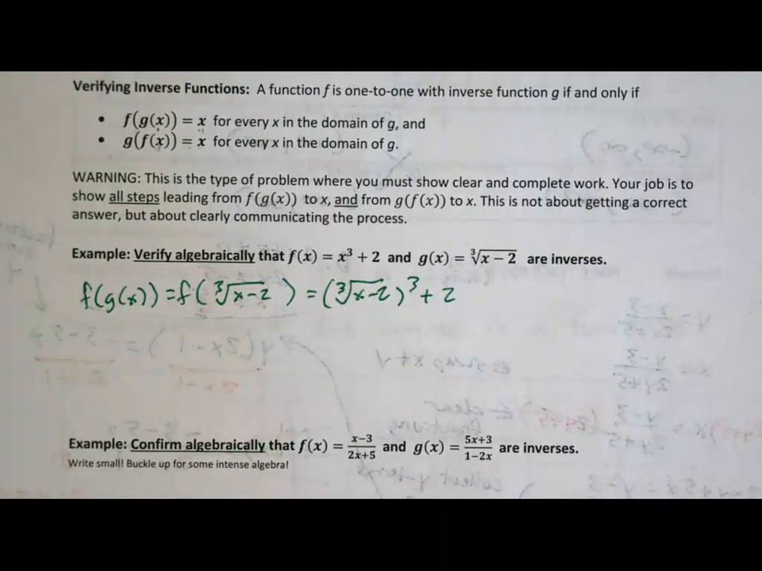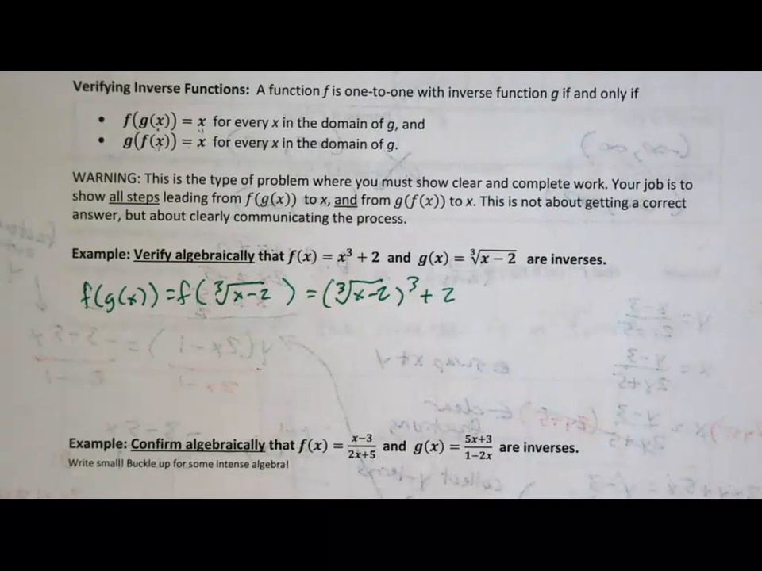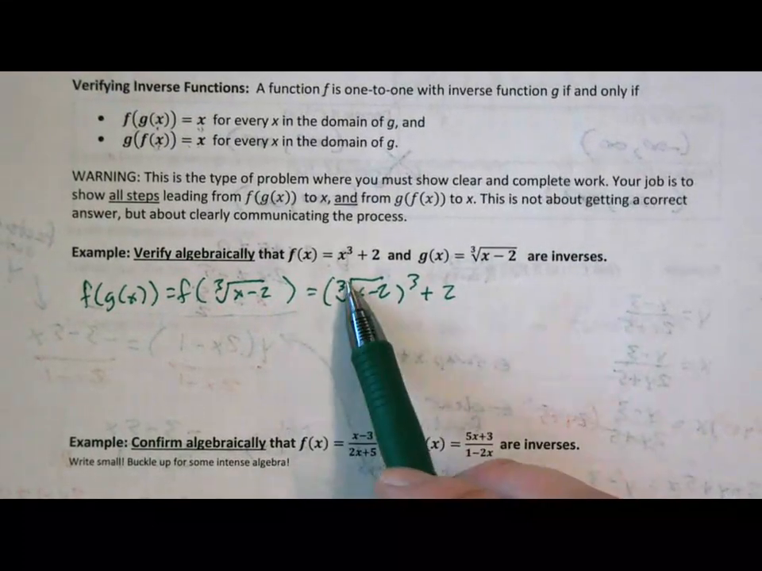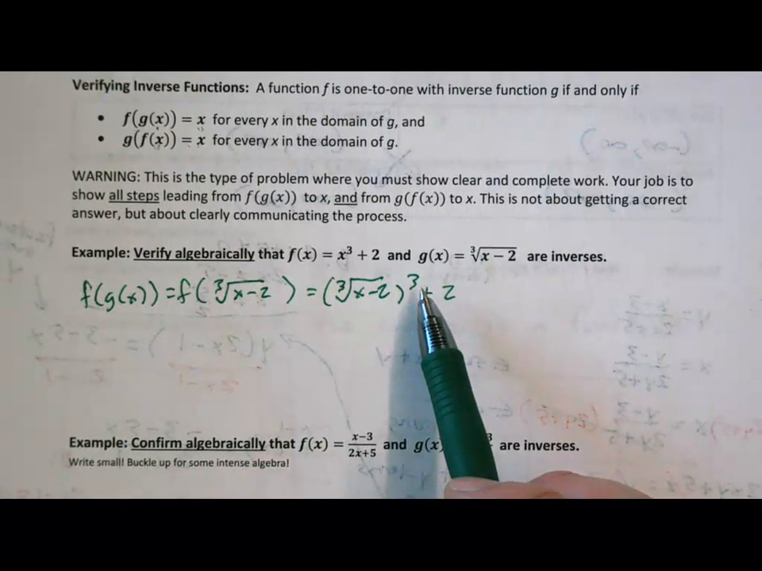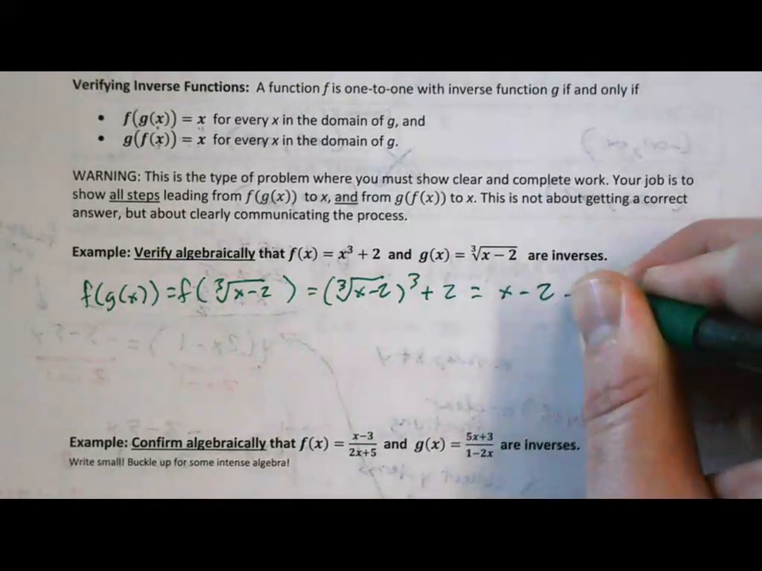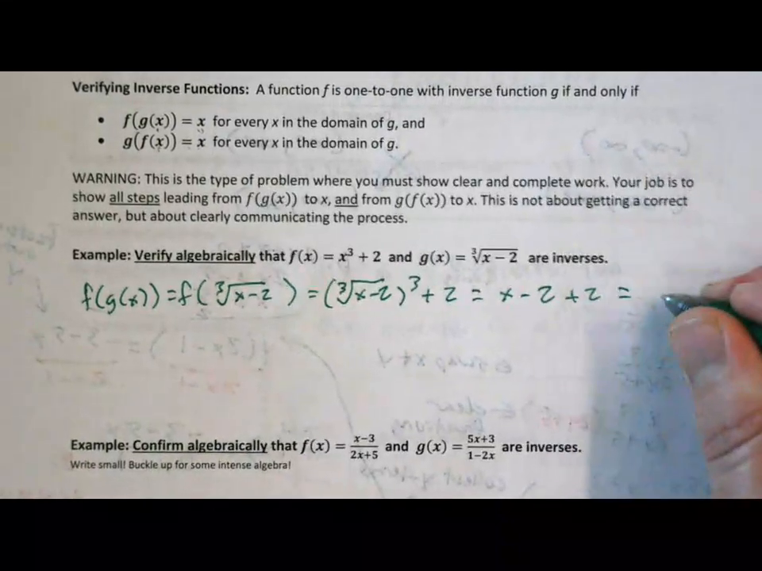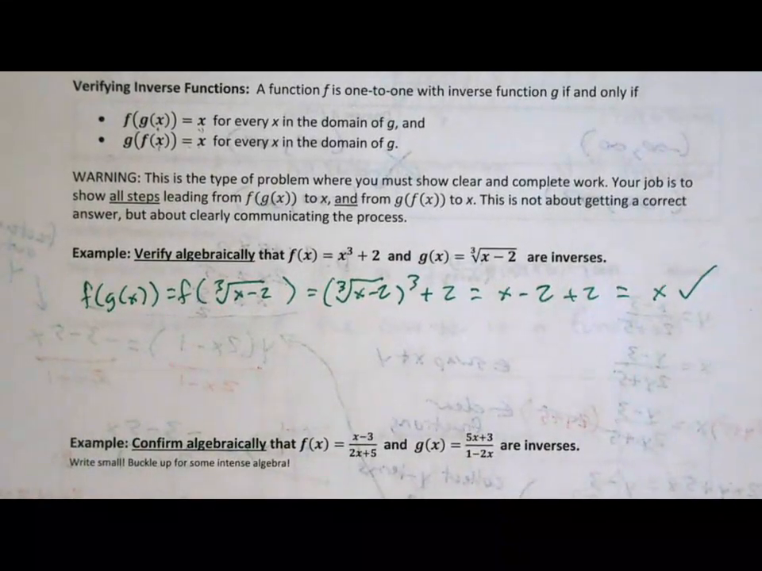I actually really enjoy these problems because they kind of look messy at first, but then at a certain point you start seeing how it's going to come out to be x. Can you see it already? Can you see how that cube root's going to cancel with this cube? And this is going to become x minus 2. And then we've got that plus 2 at the end, and that plus 2 and that minus 2 are going to cancel out, and we're just going to get x. Woohoo! We're halfway done.